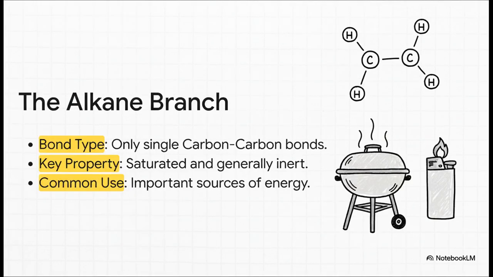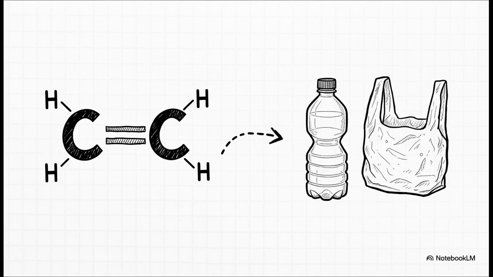The first branch of this carbon family is the alkanes. These are the simplest of the bunch. They only have single carbon-carbon bonds. This makes them what we call saturated, and they're very stable. That stability is exactly why we find them in reliable fuels like the propane for your grill or the butane inside a lighter. Next up, you've got the alkenes. Now, their defining feature is that they have at least one double carbon-carbon bond. And that double bond, it's like a little hot spot of reactivity.